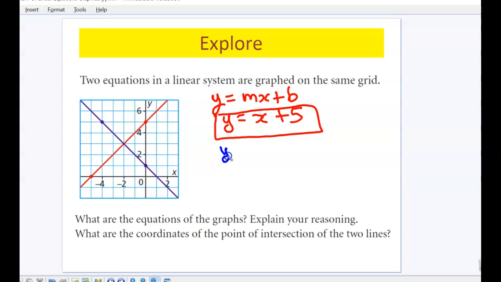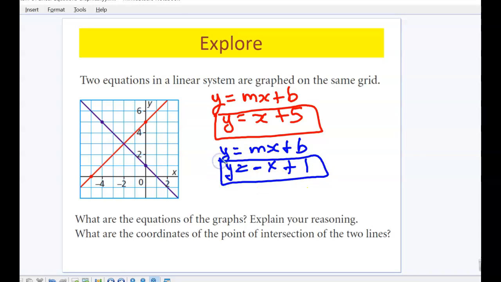For the blue line, again, we'll start with y equals mx plus b. Again, the y-intercept is plus 1, and this time my slope is negative 1. So my equation would be y equals negative x plus 1.